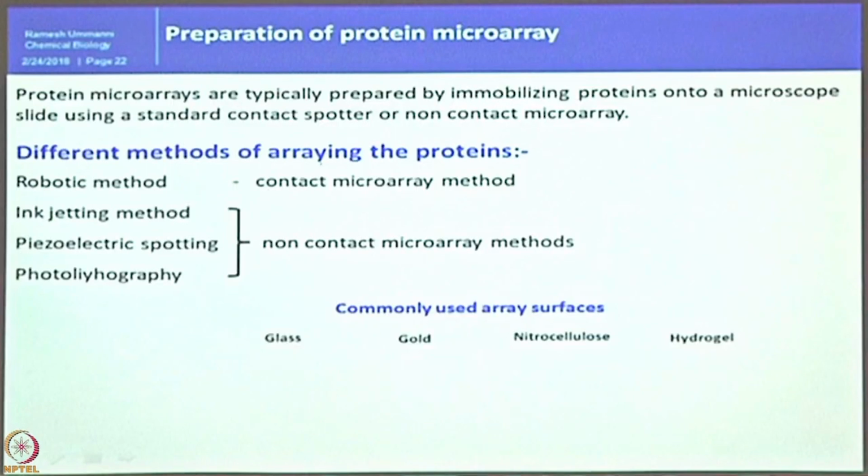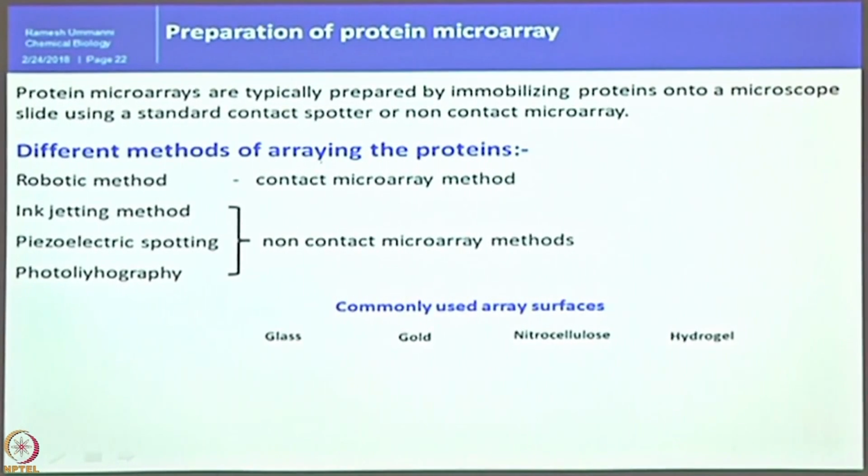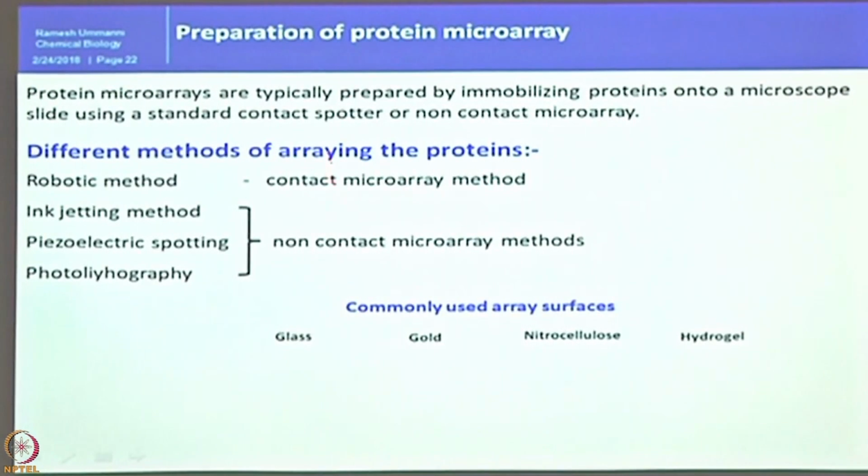Here actually it is important to show you how to print and everything, since I don't have an instrument to print and show you. So definitely it is the exact same steps as Sanjeeva explained in the morning. The glass slide with the nitrocellulose membrane in white color, and the sample is printed by a small pin from the machine. So there are different methods available to print. Protein microarrays are typically prepared by immobilizing the proteins onto a microscope slide using a standard contact spotter or non-contact spotters.